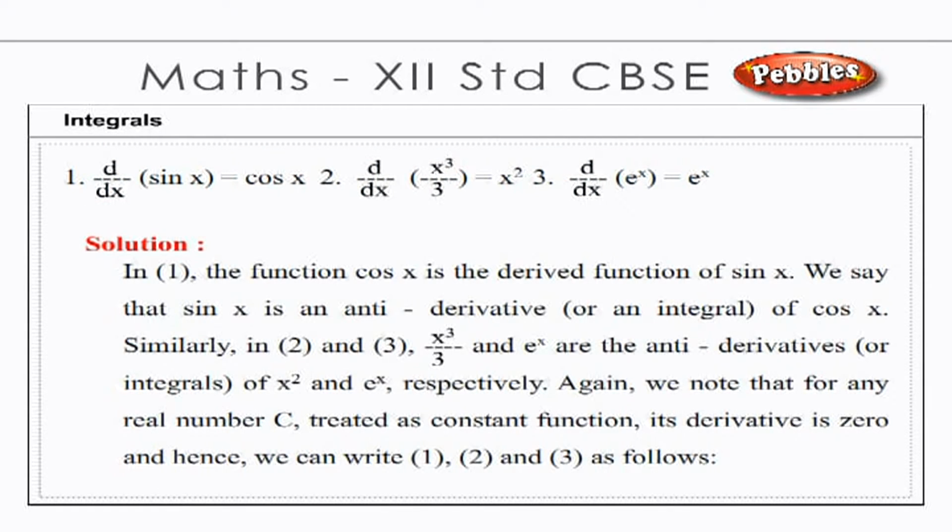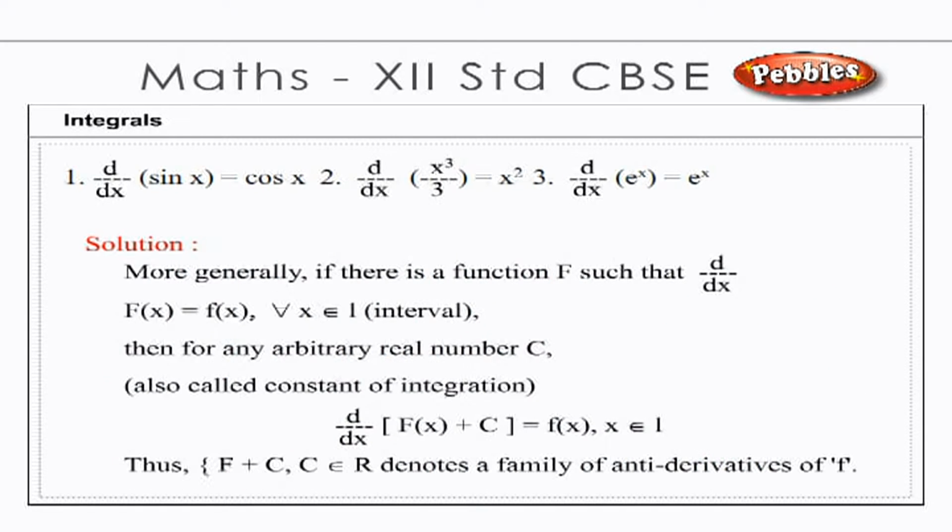In 1, the function cos x is the derived function of sin x. We say that sin x is an antiderivative or an integral of cos x. Similarly, in 2 and 3, x cube by 3 and e power x are the antiderivatives or integrals of x square and e power x respectively.